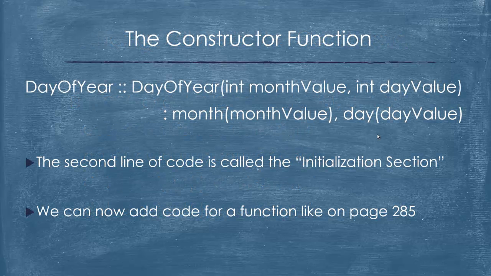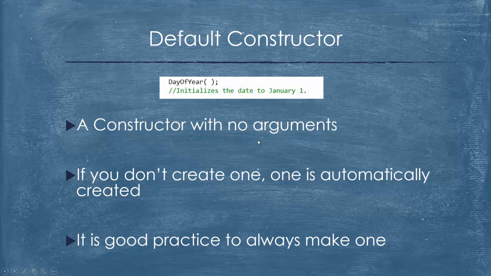So here would be a function day of the year, and then month and date, and then I have a second line indented over to the right with a colon, where I can do month value, and day value, and that's the entire function. So this second line of code is called the initialization section. And then we can add code to the function, like if you, on the 6th edition of the textbook, look at page 285. All right, and I think I'll do an example of this when I do the example portion of the video. All right, moving on.